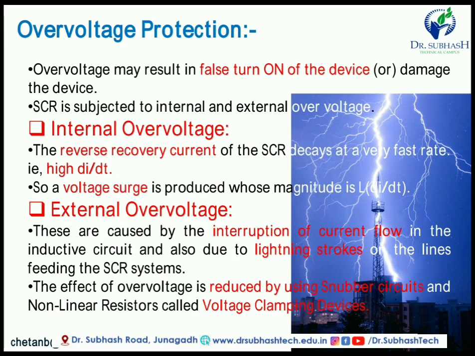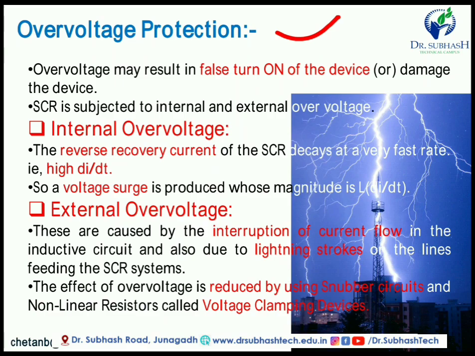Now, over voltage protection. Friends, as the name suggests, over voltage means the voltage rating exceeds the limit, and then it becomes over voltage.